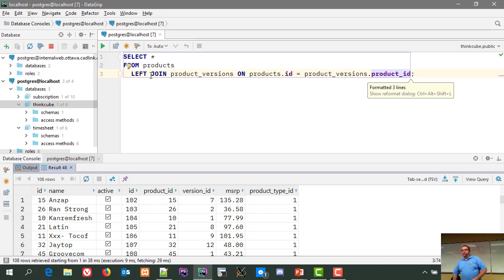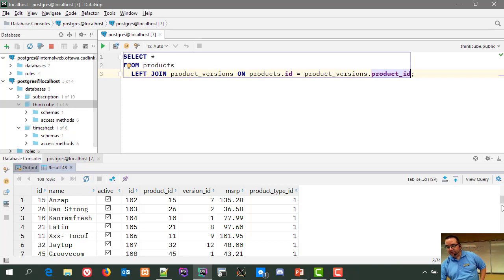So I'm selecting from products. I'm saying left join product versions. What left join means is: give me everything from products plus anything you find in product versions. But if you don't find anything in product versions, give me nulls. So right now, it'll start out first with the ones it finds. That's at the top here.